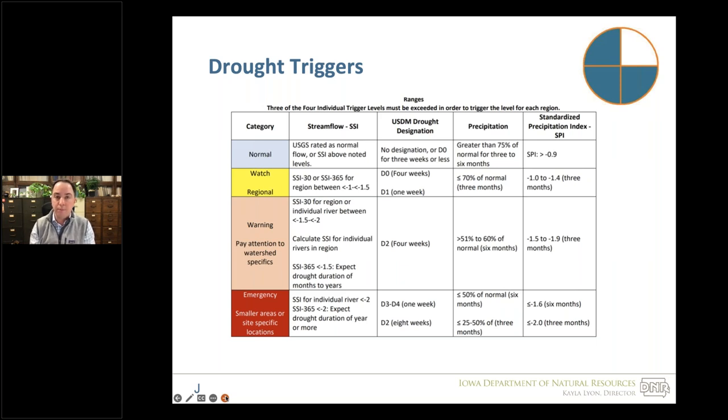Soil moisture will be a big tool that we can use to monitor flash drought considerations. But overall, of all four of these indices, if we see three of those indices in a specific category, that's when we would trigger those categorizations for a given drought region. Next slide, please.